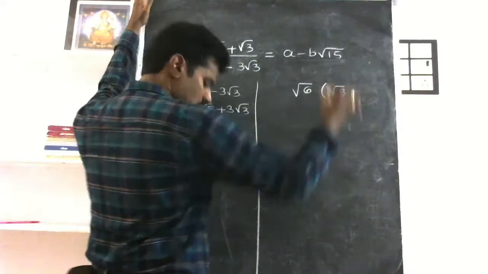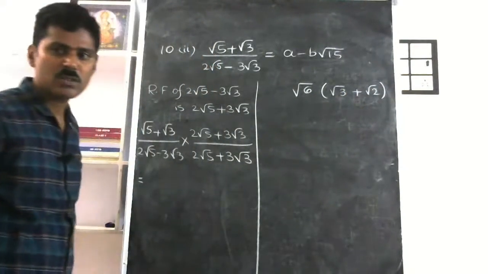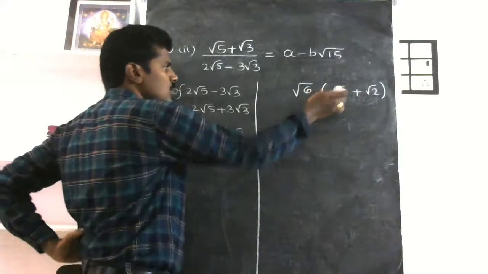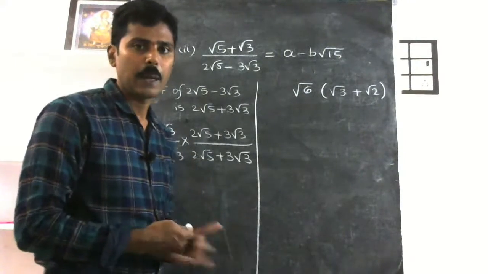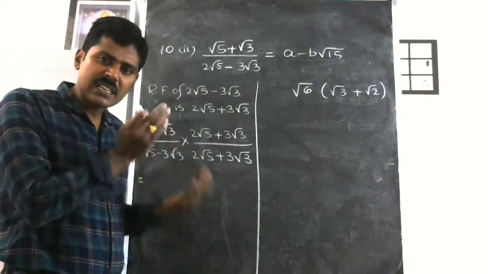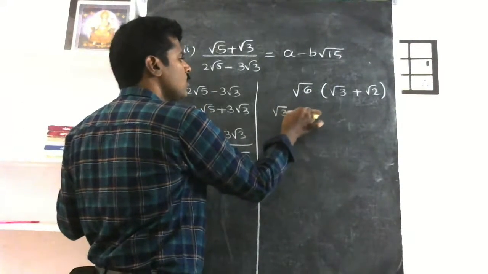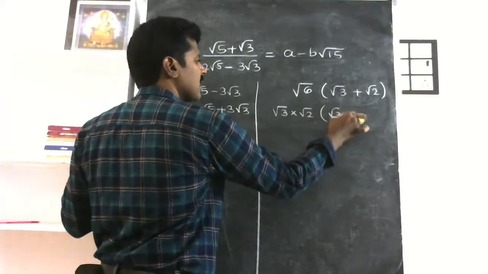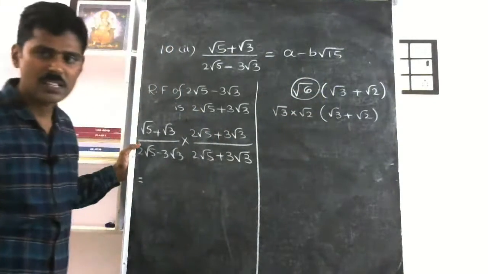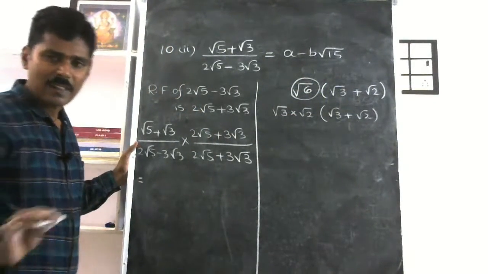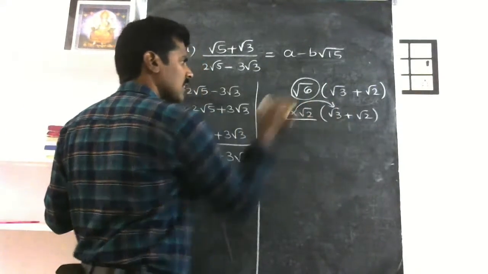Previously we have done root 6 into (root 3 plus root 2). Please listen carefully, all of you. Root 6 into (root 3 plus root 2): we did root 6 into root 3 as root 18 and root 6 into root 2 as root 12, and then we simplified again. But what I will do now is simplify first itself. Root 6 can be written as root 3 into root 2. Is it okay? Then, if I multiply root 3 into root 2 with root 3, observe carefully this step.